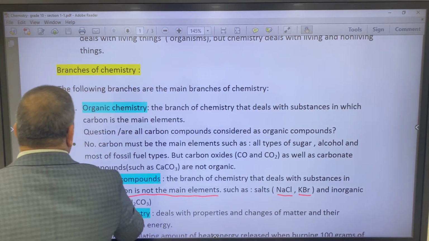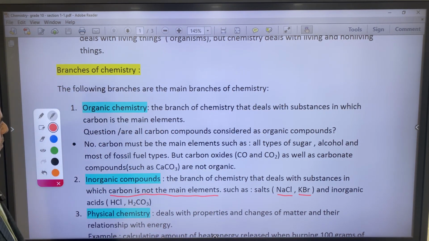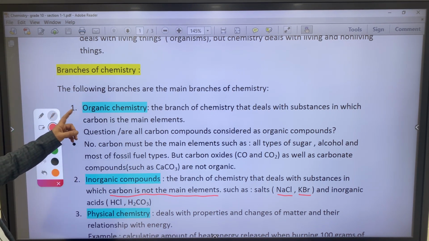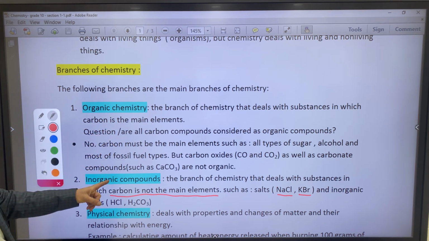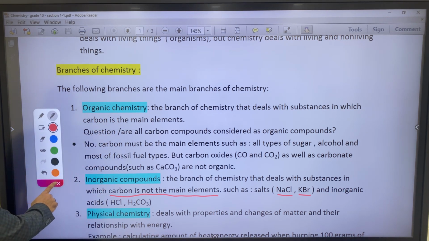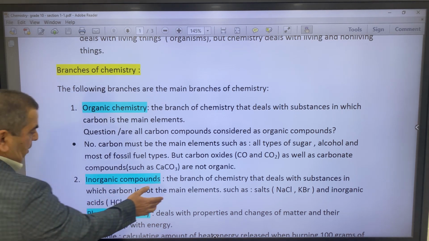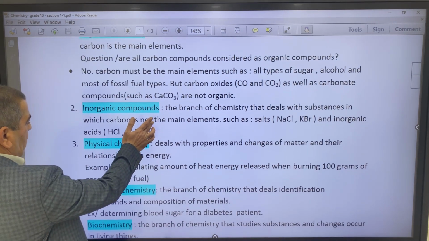So far, we have two branches of chemistry. Organic chemistry, in which carbon is the main element. Inorganic, in which carbon is not the main element. Okay, let's move to the third one.